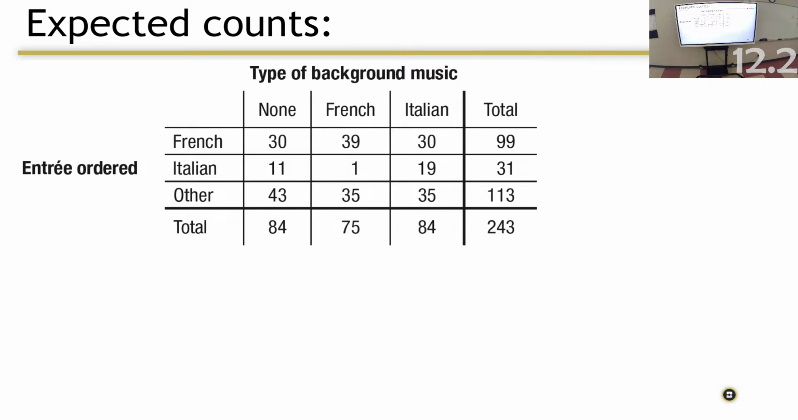These are the observed counts. So we can see that there were 30 entrees ordered. There were a total of 84 ordered with no music. There were a total of 75 ordered with French, and there were a total of 84 with Italian. Okay, and we can see the distribution. There were 99 French, there were 31 Italian, and then 113 other. Okay, all this is what we observed. These are my observed counts. Well, we want to talk about what should be expected.